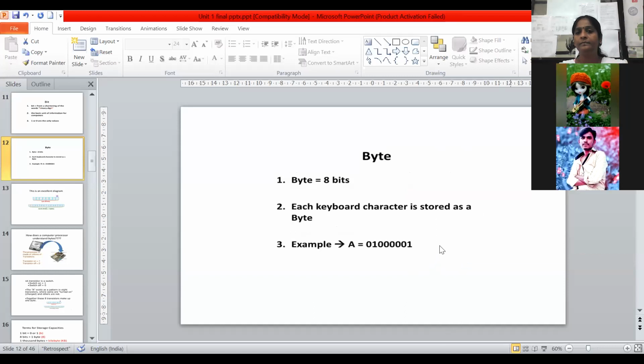Okay. This is the byte, nothing but 8 bits. Each keyboard character is stored as a byte. This is a very important slide. Byte is nothing but we consider 8 bits, maybe 0, maybe 1. Each keyboard character, whatever character you press on the keyboard, for example A, B, C, D, is stored as 1 byte of data, meaning 8 bits for each key. Just remember this. An objective question can be asked.